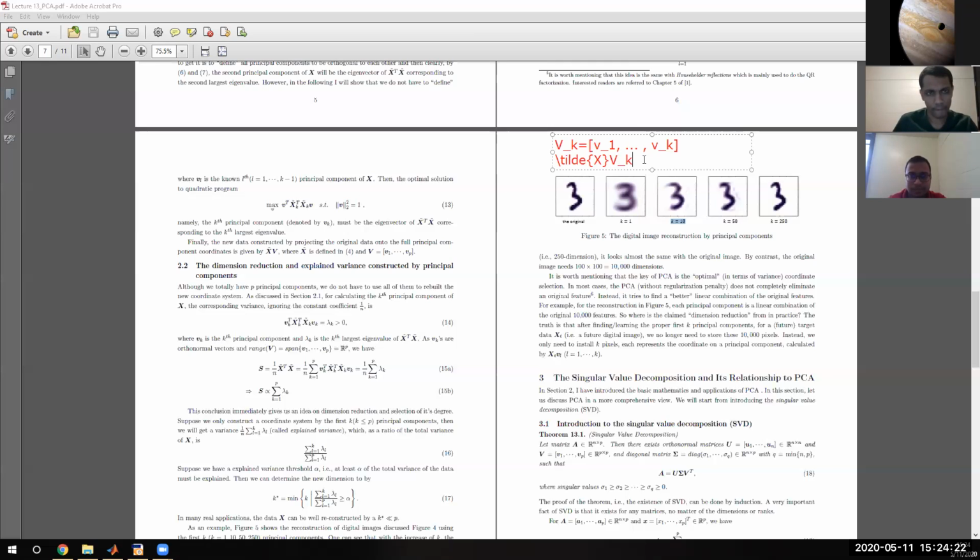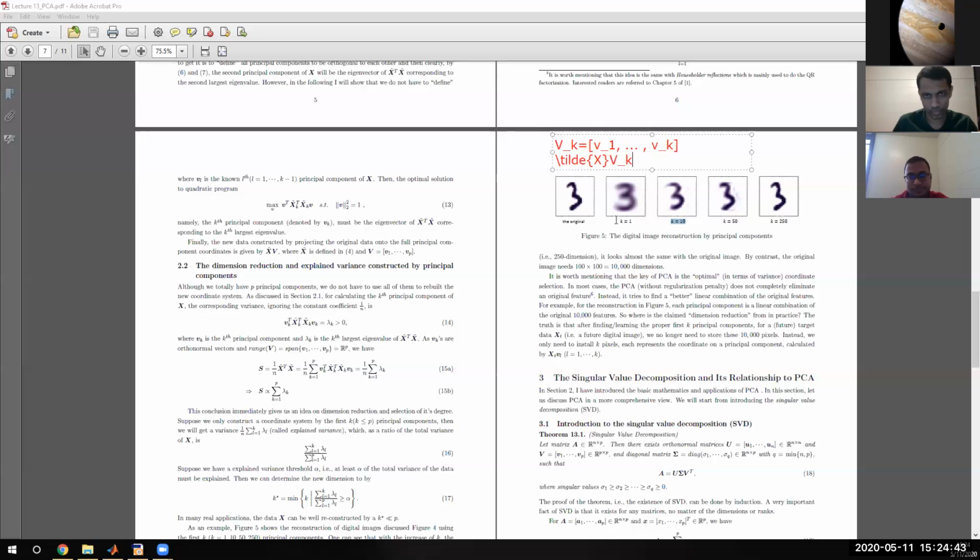Get a point? That means what is your new coordinate? Your coordinate on the new system, which is composed by the first k principal components. So in this case, my data storage will be much smaller. Not a bit smaller, much smaller.